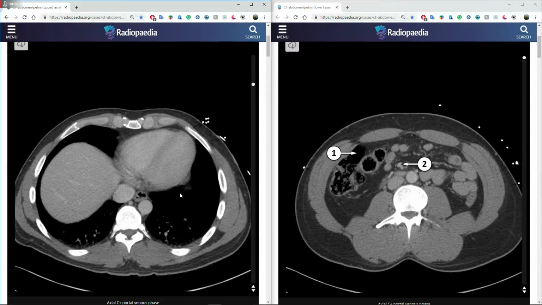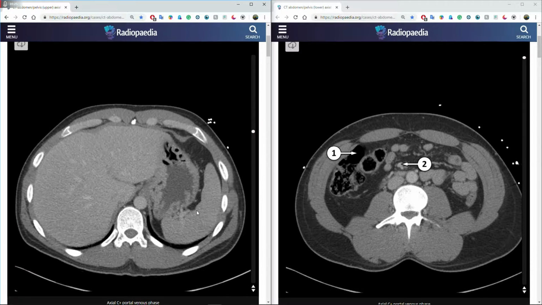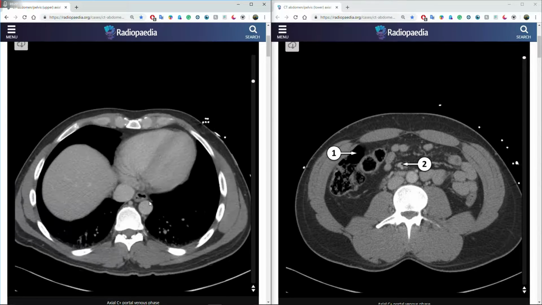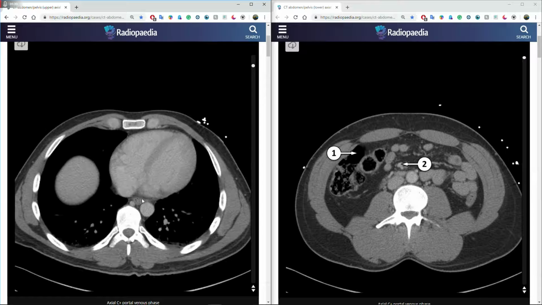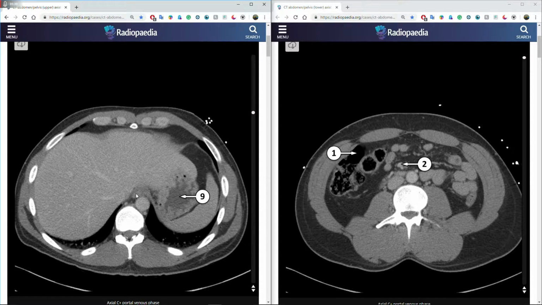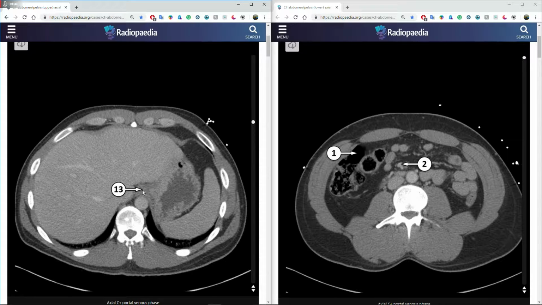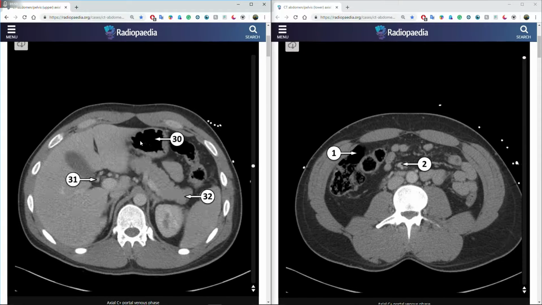So if we look here as we go down inferiorly, we can start to see the stomach and the spleen, and we know that the spleen sits posterolaterally to the stomach. And starting here, we can see the esophagus. If we head towards the feet inferiorly, we can see that the esophagus comes down and joins the stomach here at the gastroesophageal junction. Here is the fundus of the stomach, and here's the body of the stomach.